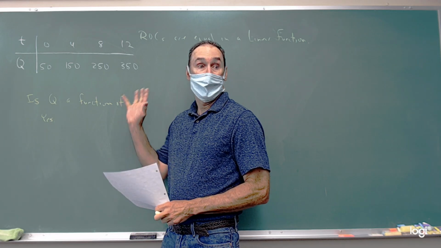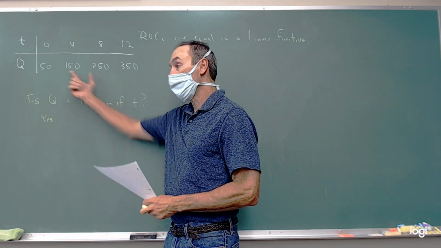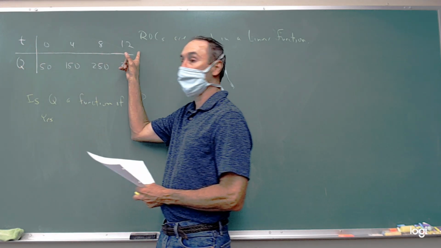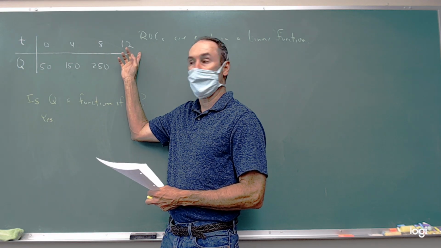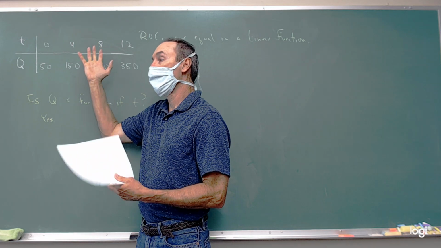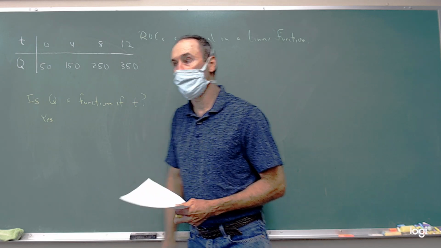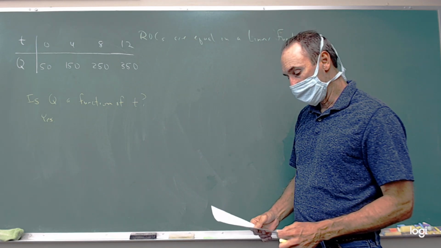So remember, when we have a table of values, when we have a function given numerically, then we look at the values of the independent variable, and if none of them are repeated, then we know that each input is going to be paired with exactly one output. So yes, it's going to be a function.